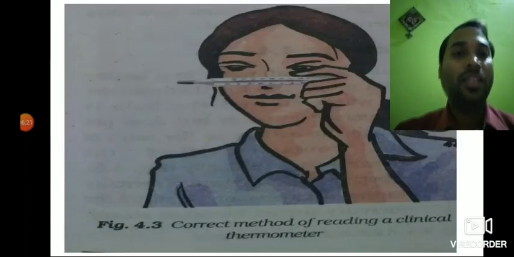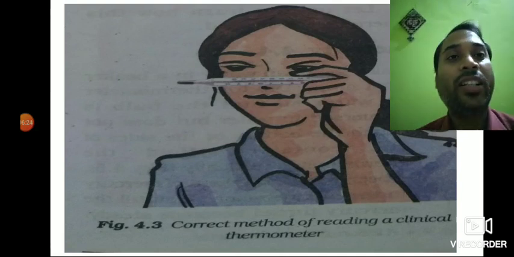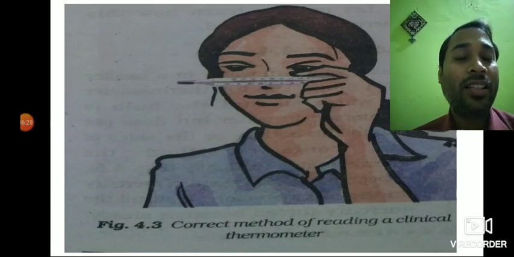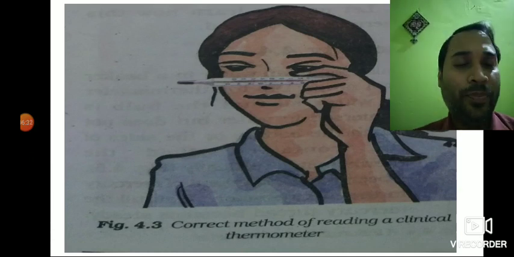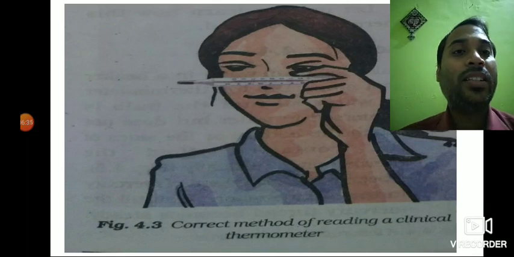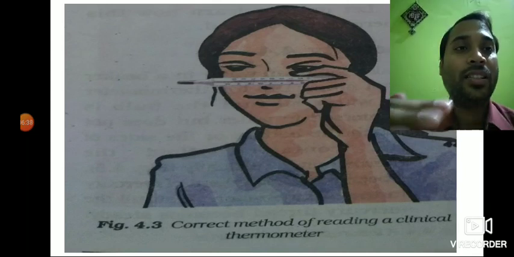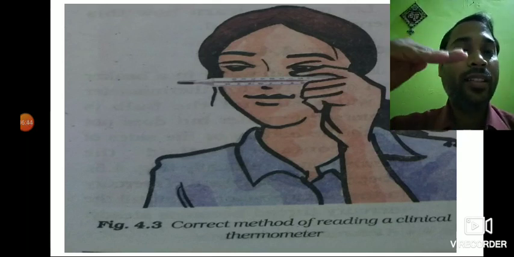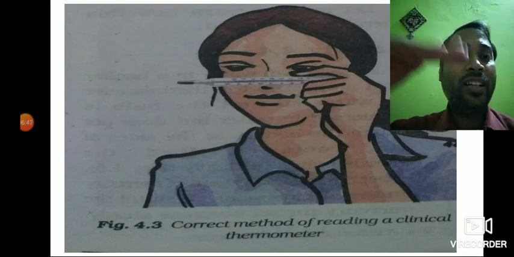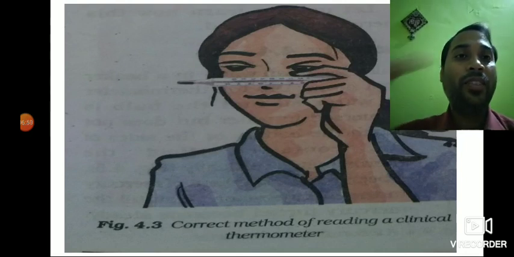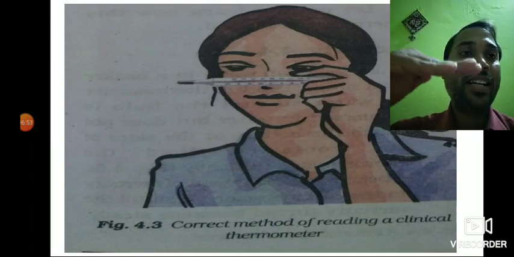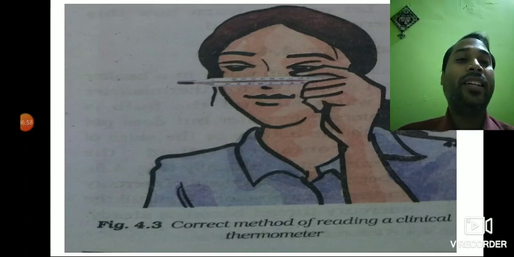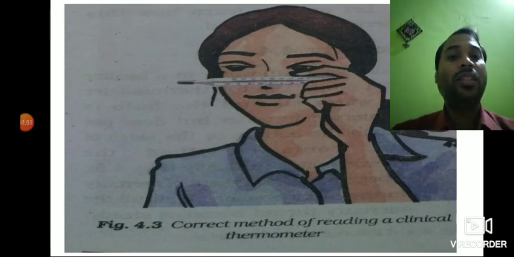Here is a picture showing how you should hold the thermometer and also how you should read it. As you can see, the girl is holding the opposite end of the bulb, and the thermometer is kept along the line of sight level. So it's basically parallel with the line of sight. To have a correct reading, it should be kept parallel with your eyes. It should not be below the eyes, and it should not be above the eyes. It should be kept parallel with your eyes to have a correct reading. So these are all about the clinical thermometer.